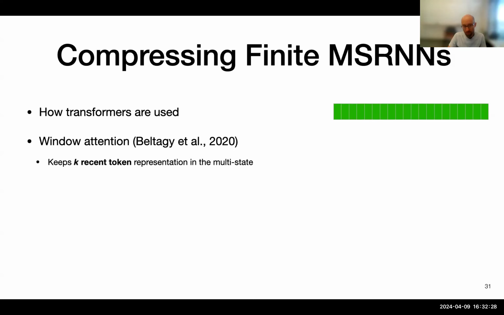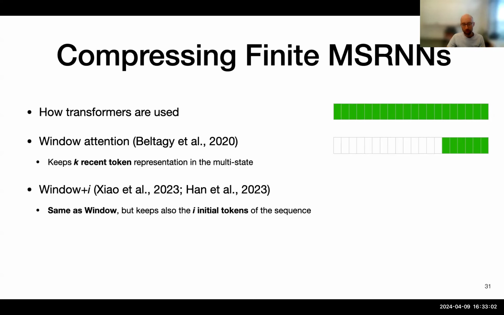Now, one thing that you can do, and it's been done in the past, is what is called window attention, which means that you only keep the K recent representations in your multi-state. So this would look something like this, roughly. Everything in your far history is being deleted, and this window keeps moving, right? I mean, you would start with, say, a window size of 5 or 6. Then you start consuming tokens until you reach it, and then you get another one and drop the last one, get another one, drop the last one, until you reach this point.